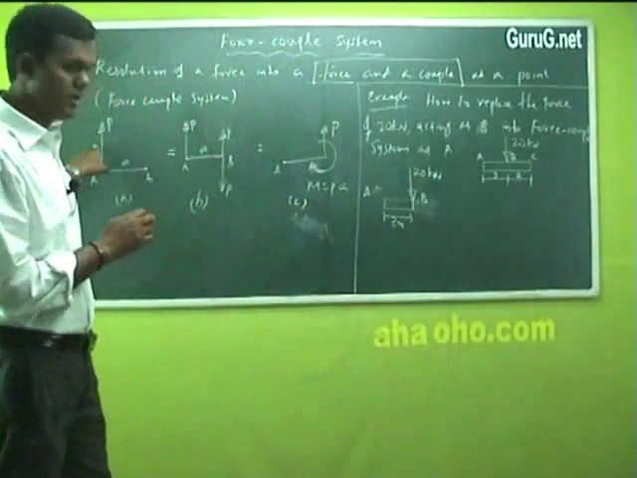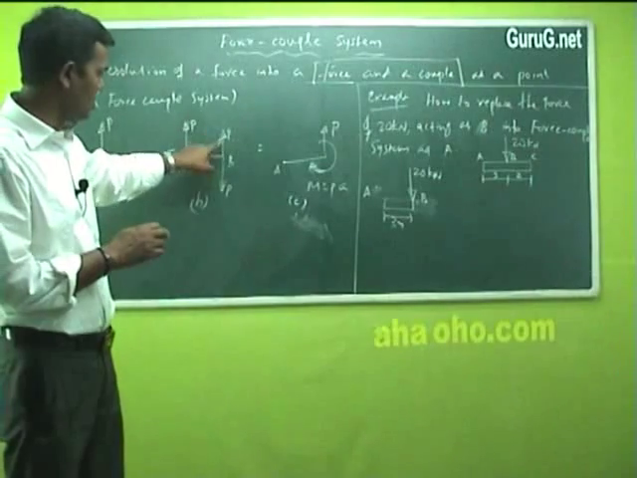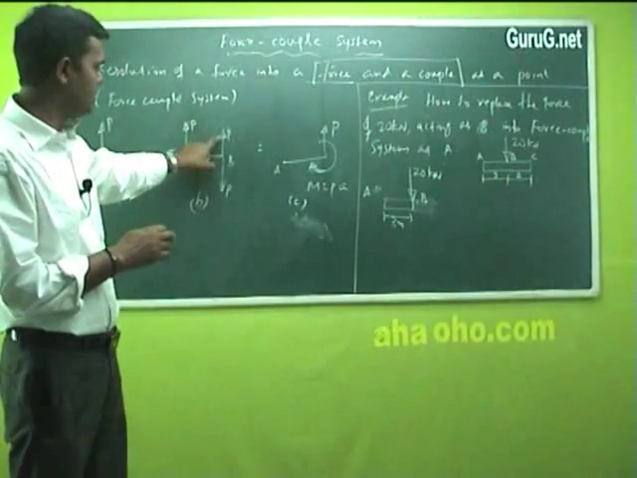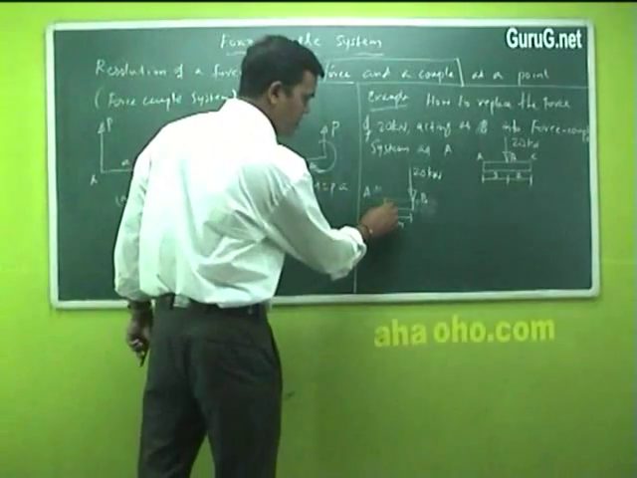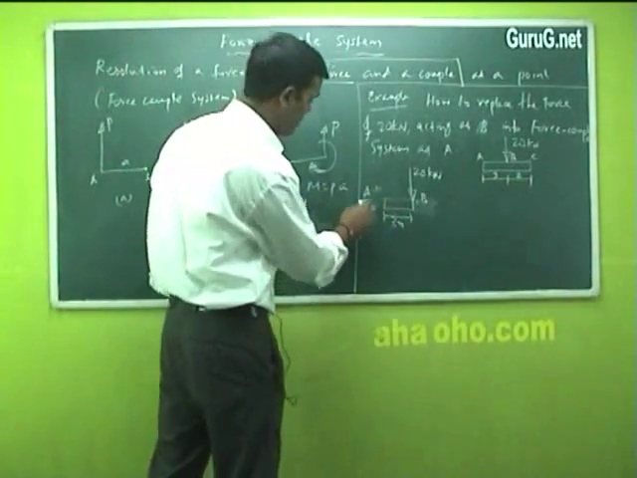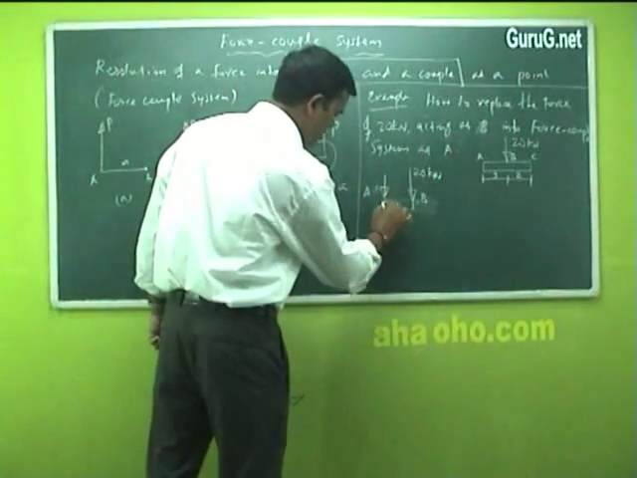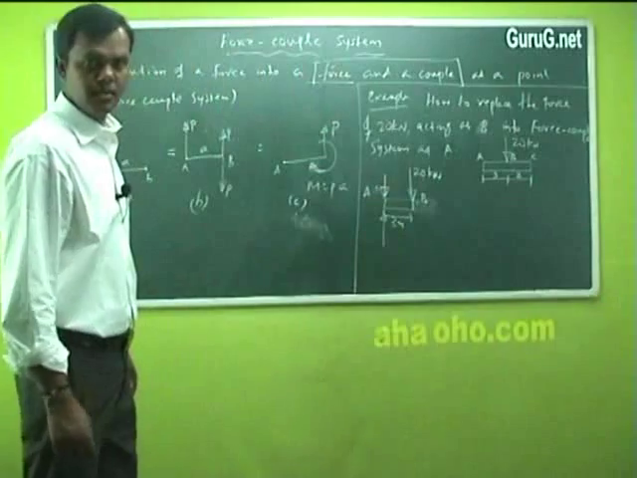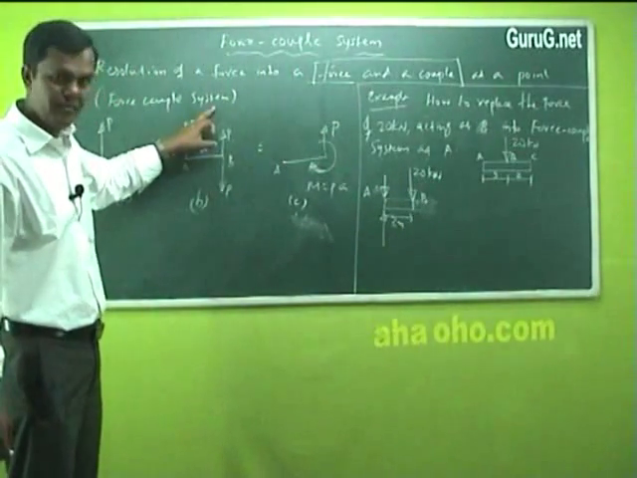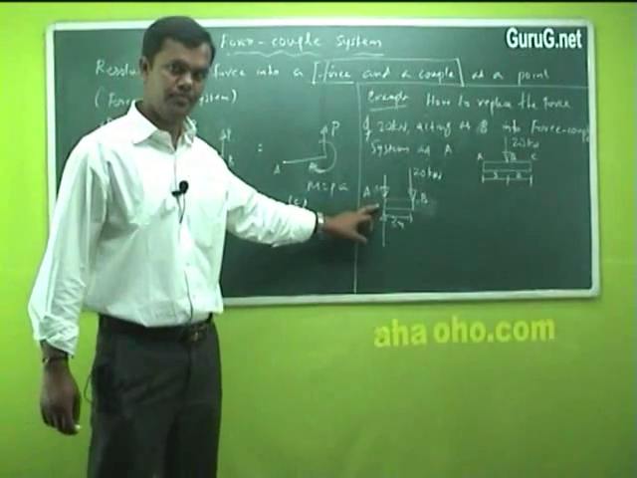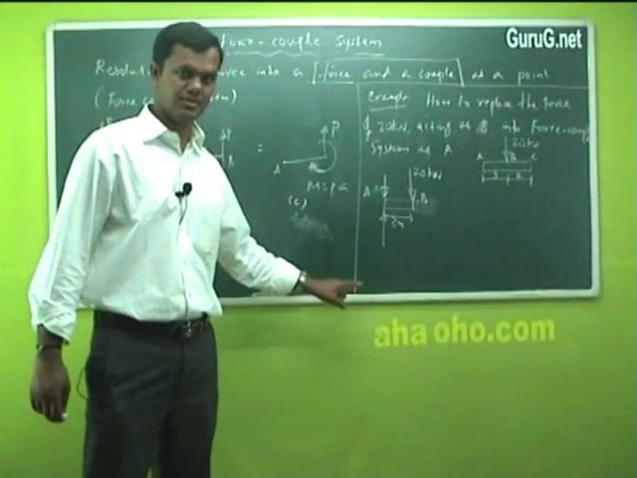When a force is acting upwards here, at the opposite edge we have to introduce two forces which are collinear and opposite in nature. So I will introduce two forces which will be collinear and opposite in nature. Either they should be directed away from the body, or towards the body. You cannot make a force acting in the same direction.